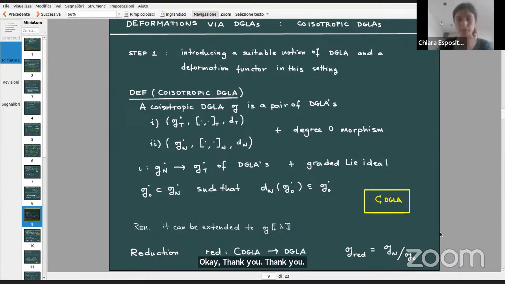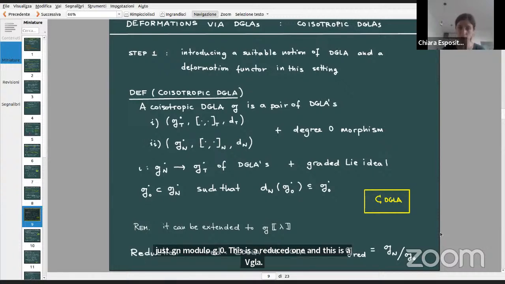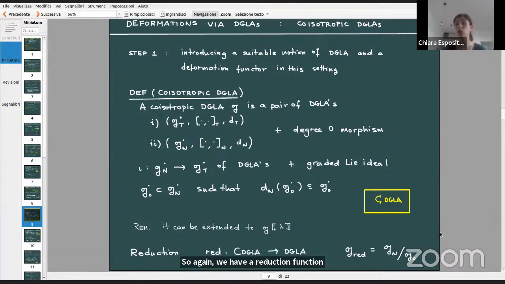Okay, so the comments I wanted to make are, first, of course, everything can be extended to formal power series, just lambda-linearly, and I can do reduction as well in the usual way. So just Gn modulo G0, this is the reduced one, and this is a DGLA. So again, we have a reduction functor from coisotropic DGLAs to DGLAs.